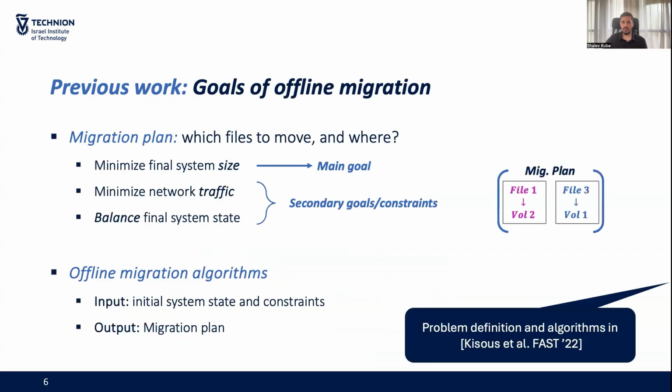So what are the goals of deduplicated migration? Prior work by Kistos et al. defined the migration plan as a list of file-to-destination transfers. A goal of such a plan is to minimize final system size under constraints on total network traffic and balance of the final state. Kistos et al. also presented migration algorithms that receive the initial state and the constraints and output a migration plan. However, these algorithms are offline and consider only the initial and final states and the total data transferred. They do not address the process itself, such as order of transfers, resulting intermediate states, garbage collection, or changes that may occur in the system while the migration is running.